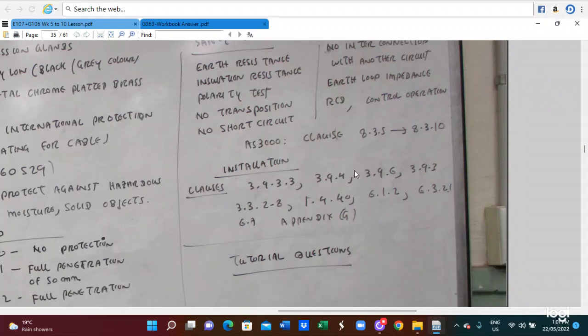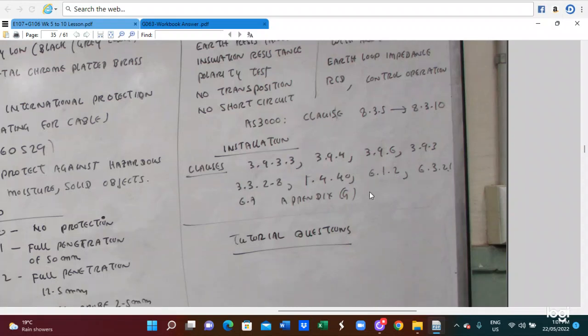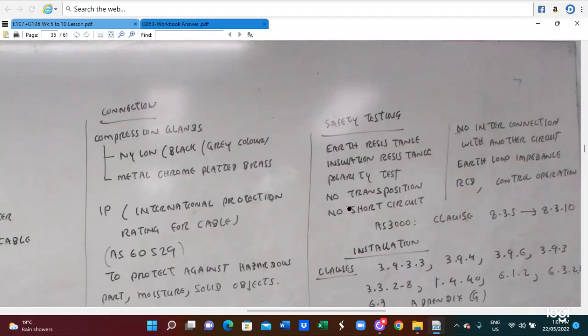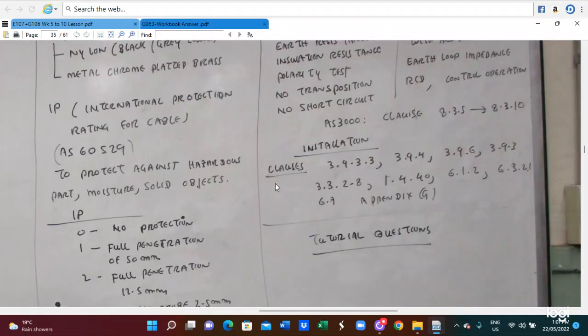Regarding the installation, AS/NZS 3000, clause 3.9.3.3, 3.9.4, 3.9.6, 3.9.3.3.2, 8, 1.4.4D, 6.1.2, 6.3.2.1, 6.7, and the appendix G need to be followed. So those are the connection and the safety protection.